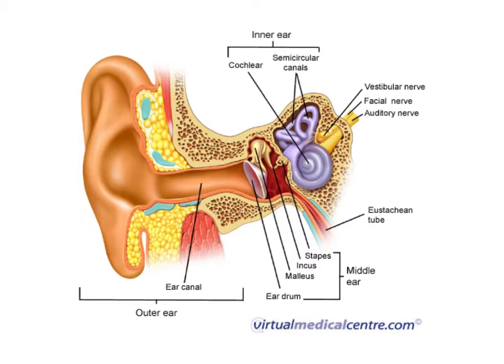The next theory is the place theory, which states that different areas of the cochlea respond to different frequencies. In other words, higher tones excite areas closer to the outside of the ear, while the lower tones excite the areas of the ear near to the cochlea at the other end.